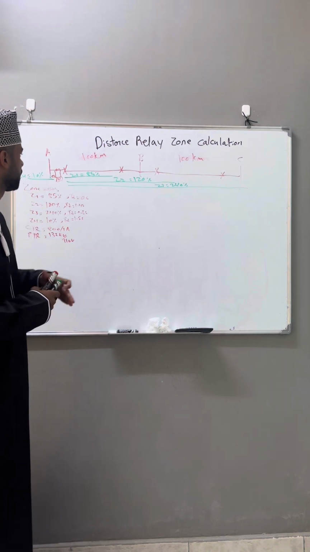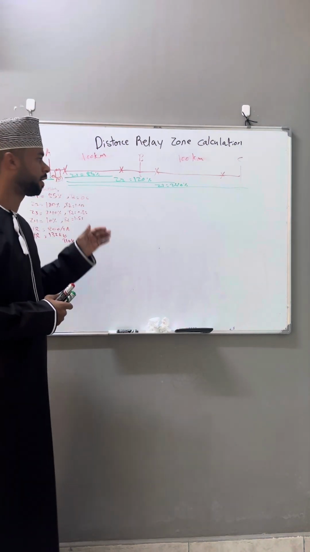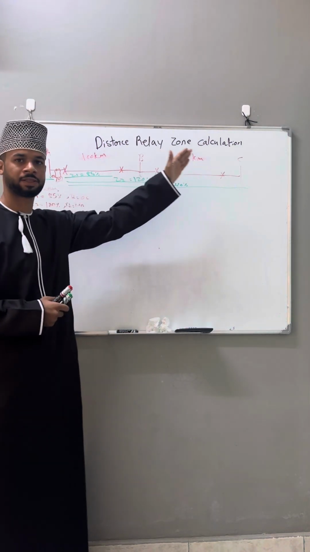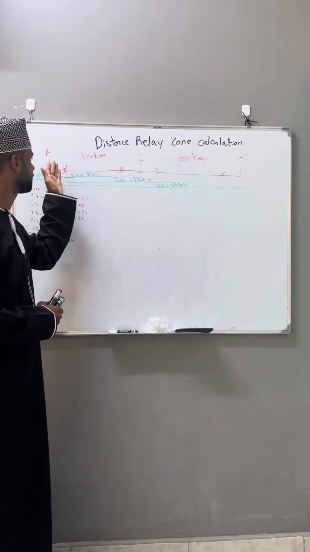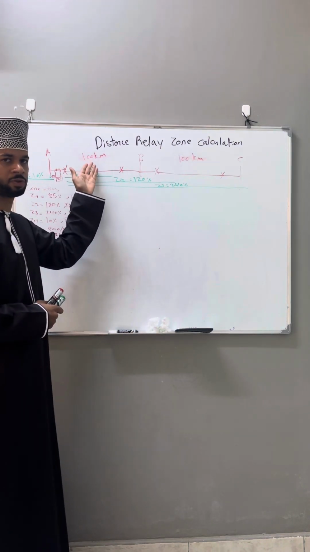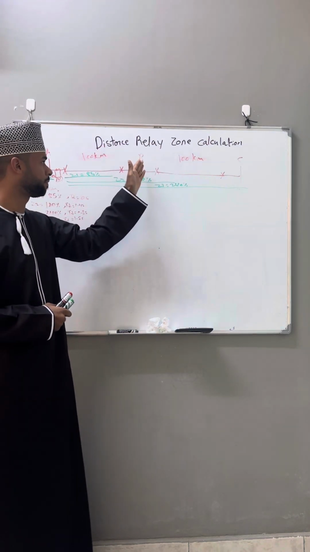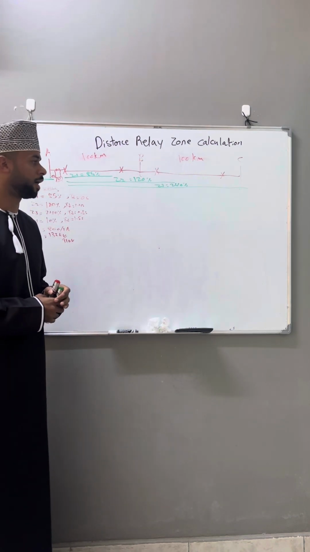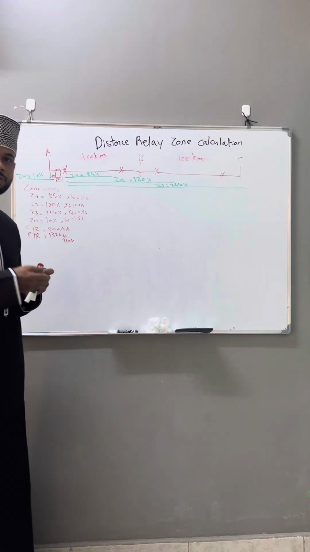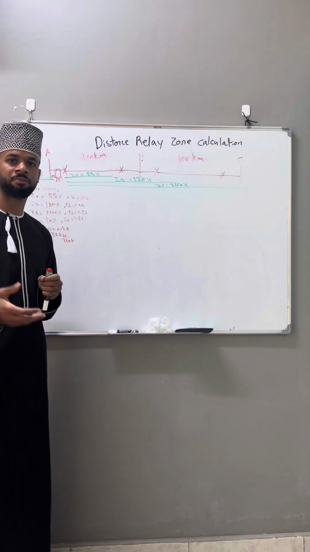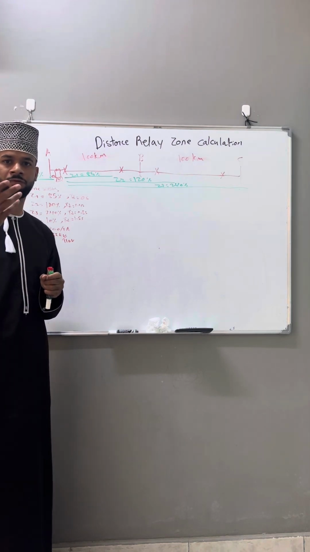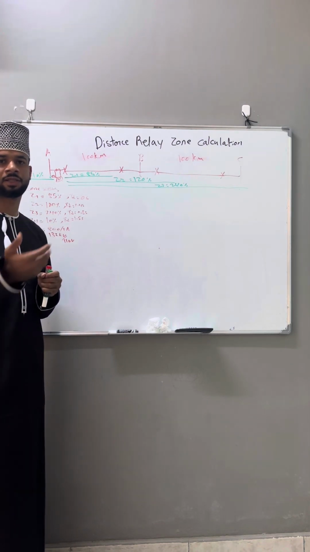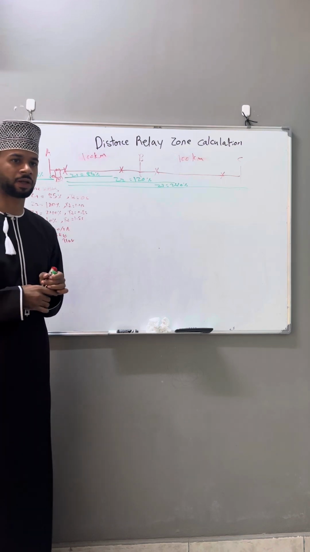If you check this small single line diagram, we have substation A, substation B and substation C. The distance between substation A and B is assumed to be 100 kilometers, and from substation B to substation C, also 100 kilometers. The distance relay works by measuring the impedance along the line, so Z is equal to V by I. That's why we need CT and VT as the input to the distance protection relay.